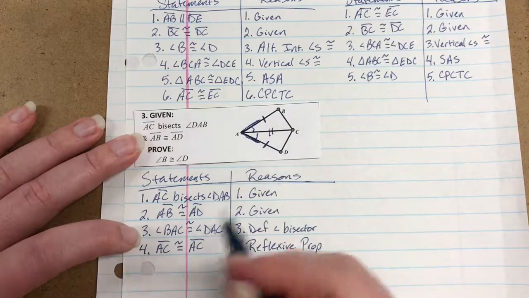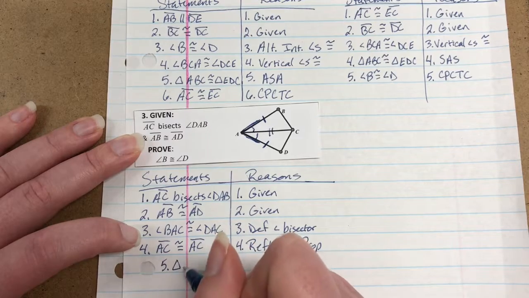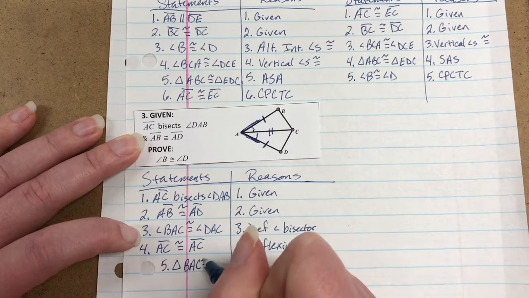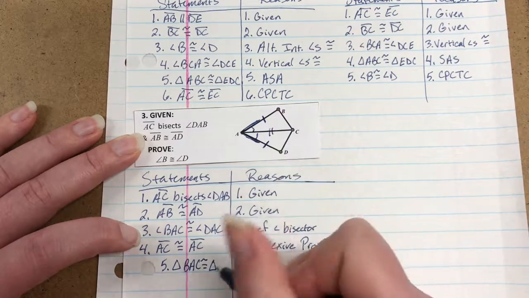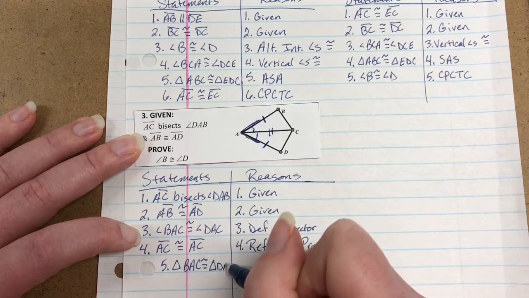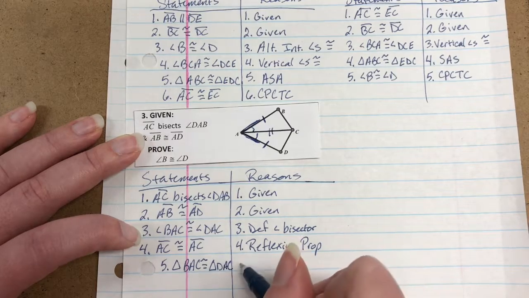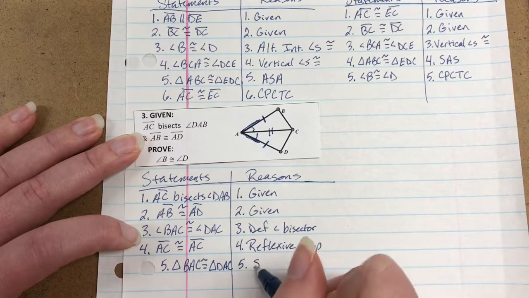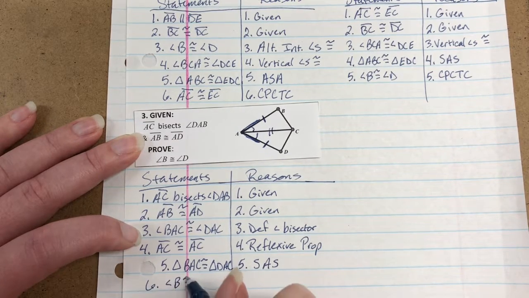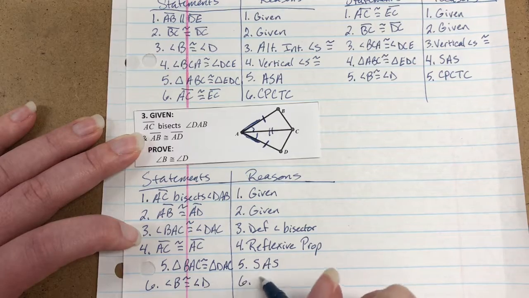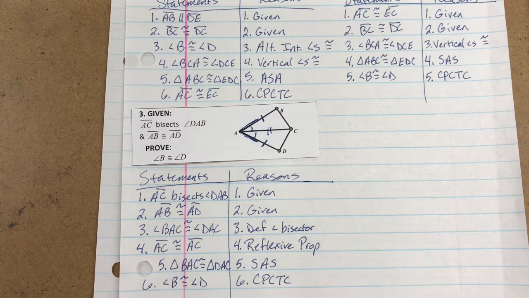So now I can say that my two triangles would be congruent. So triangle BAC would be congruent to triangle, let's see here, so B matches with D, and then A would match with A, and C would match with C. So triangle BAC is congruent to triangle DAC by side angle side. And now I can say angle B is congruent to angle D because of corresponding parts of congruent triangles are congruent, or CPCTC.